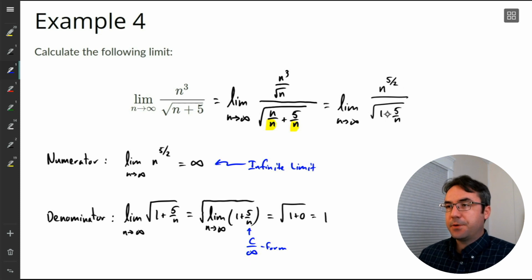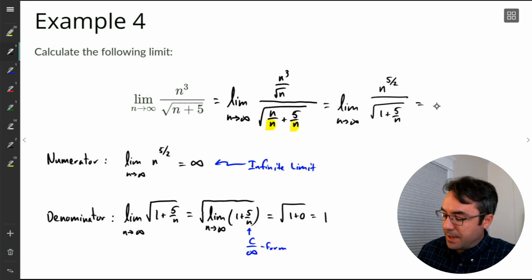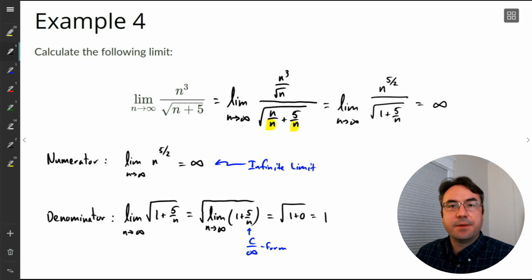But if we go back to our fraction here, what we have is the denominator is getting closer and closer to 1. The numerator is getting really large positive. So what happens to this fraction overall? It gets really large positive. And so that limit overall goes to infinity.